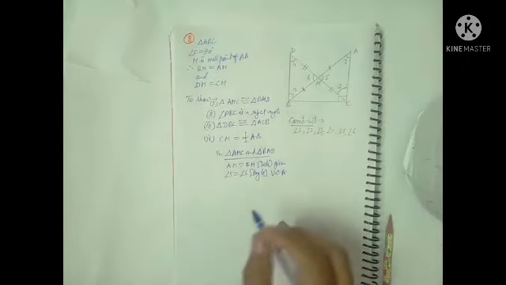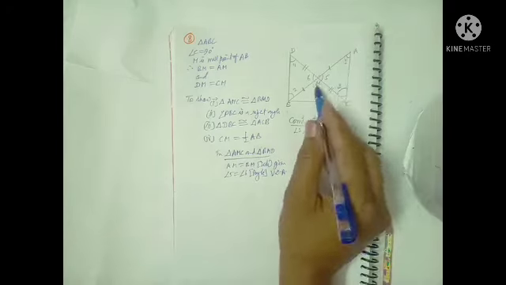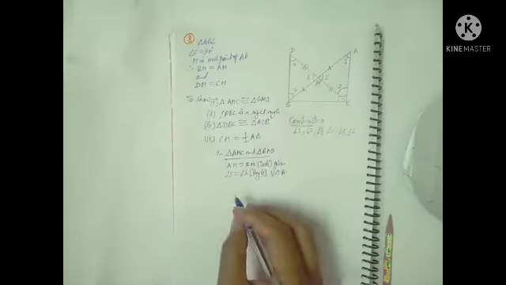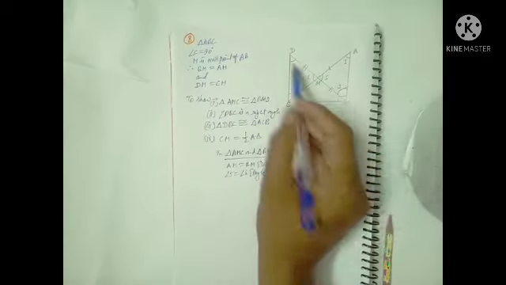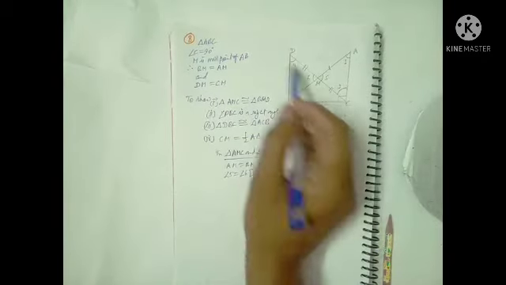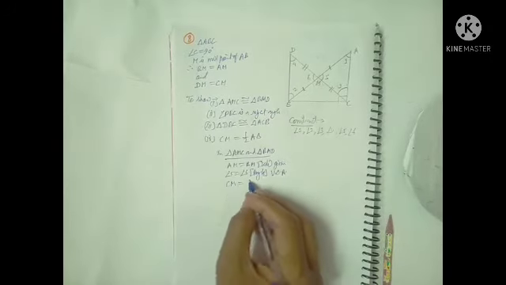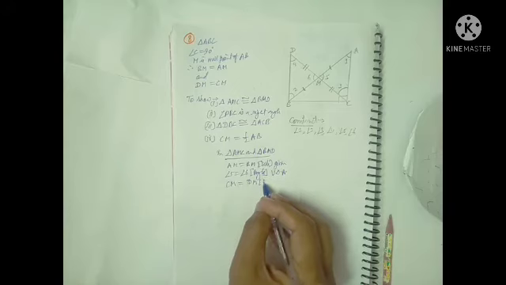VOA, vertically opposite angles. Then DM is equal to CM. It is given. CM equals DM. Write down CM is equal to DM. This is the side.